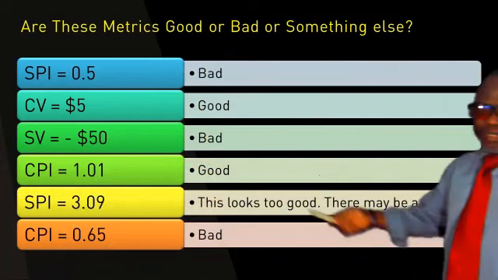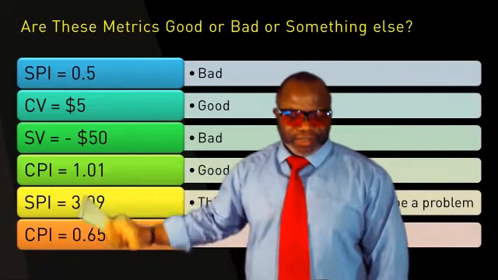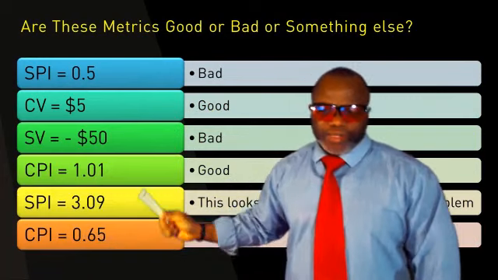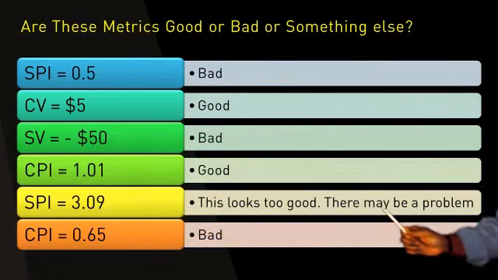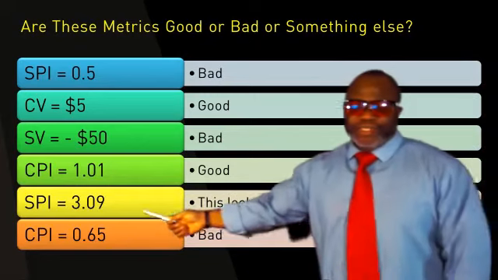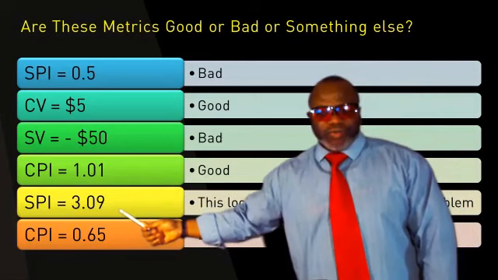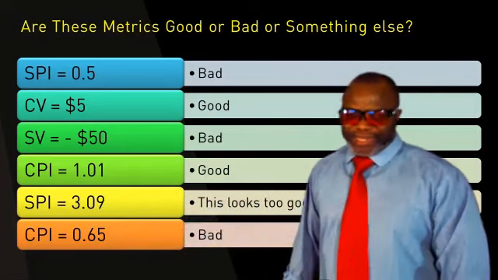Practice until you're good. The indices that are less than 1, those are bad, right? The ones that are greater than 1, good. That is a little bit suspicious. That's too high. You're going to get pushback from management because it means that instead of getting $1 worth of work done, you got $3 worth of work done, $3.09 to be precise.